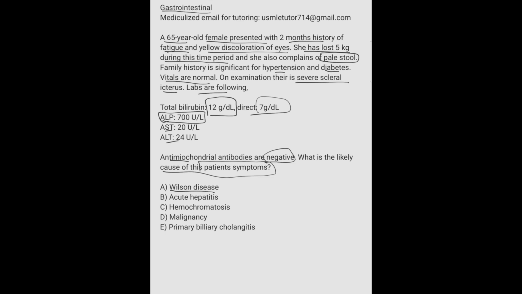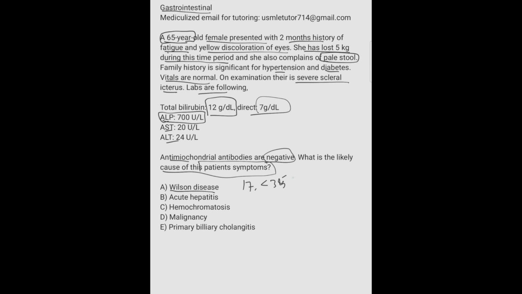First is Wilson disease, and Wilson disease would be wrong. First, because this is a 65-year-old female. Usually, Wilson will be younger, like 17 or 18 years old, usually less than 30 or 35. So Wilson will be wrong here. Also, there will usually be neurologic symptoms given for Wilson.